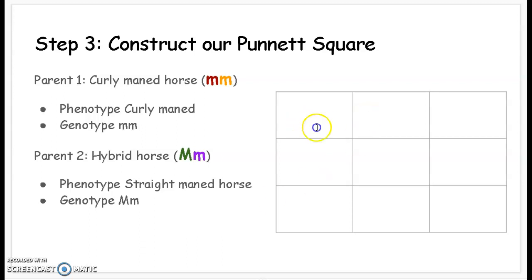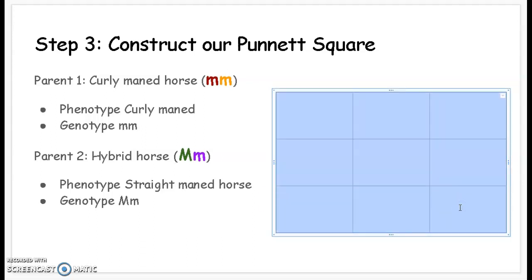Now, step 3 is where we construct our Punnett square. Right there, I have a Punnett square. You can do this on paper, or you can add a table onto your Google Doc. I've color-coded all the alleles just so that you can see my process. The first thing you're going to do is input the parents' alleles. The top row is parent 1. Right there we have one M, second M.